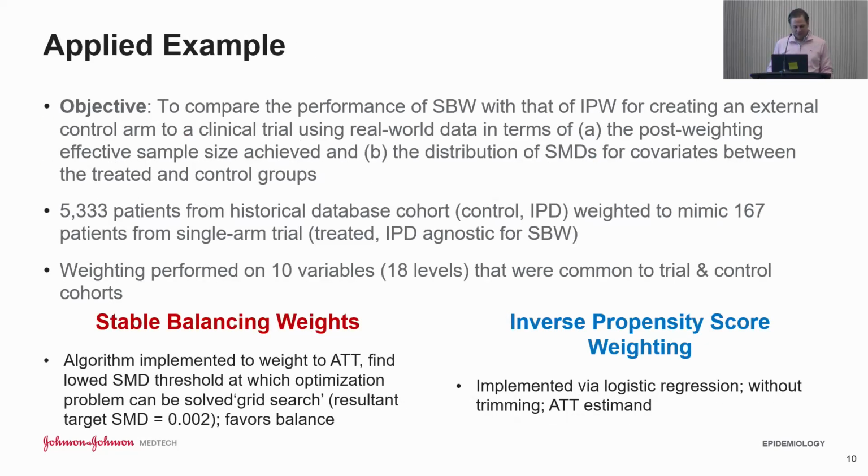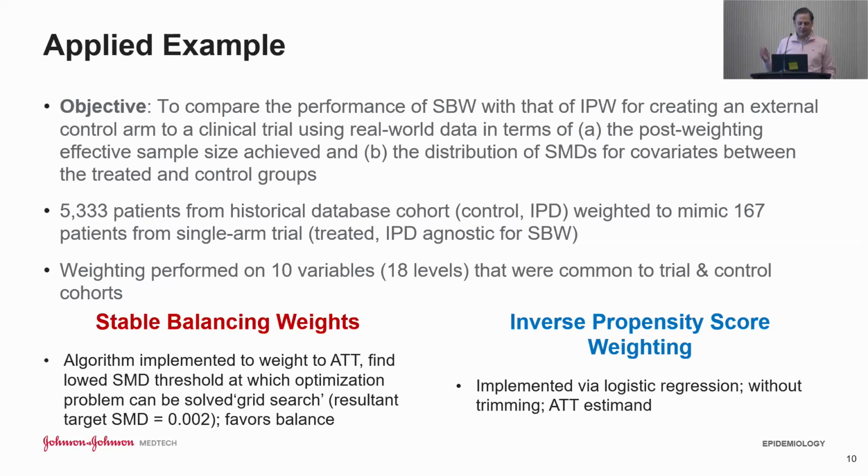The objective here was to compare the performance of stable balancing weights with that of inverse propensity weighting for creating an external control arm to a clinical trial using real-world data. We compared the methods on post-weighting effective sample size and the distribution of standardized mean differences of covariates between the treated and control groups. We had 5,333 patients from a historical database cohort, and we weighted them to mimic 167 patients from a single arm trial that we had.